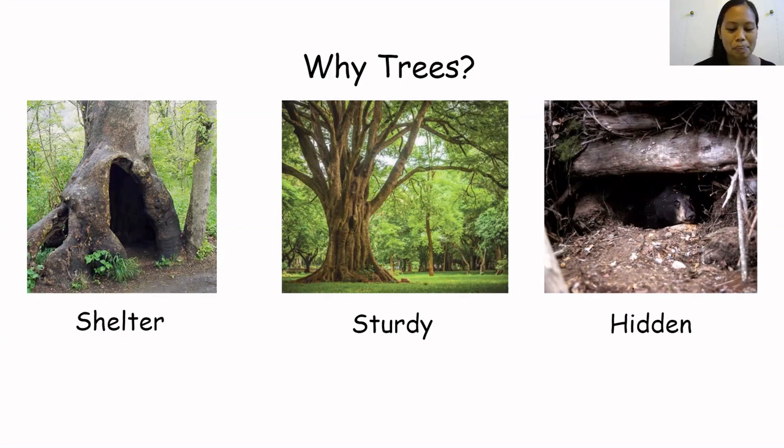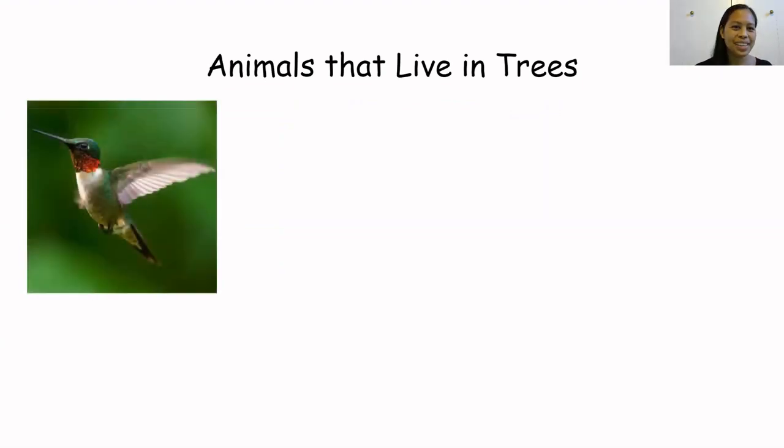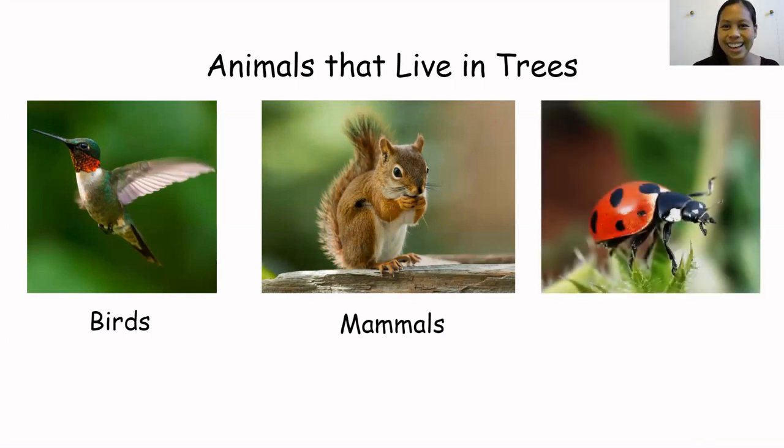So we're going to go through them. Animals that live in trees. Let's look, okay? So the first one is birds. Yep, that's a hummingbird. And birds too, they live in trees. Let's look at another one. That's a squirrel, yes. And a squirrel's a kind of mammal, and mammals also live in trees. So we're going to look at a couple of these in each category. And that's the ladybug, and it's an insect. Insects also live in trees.